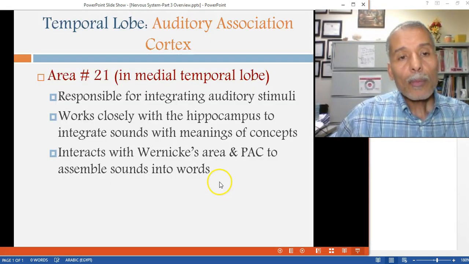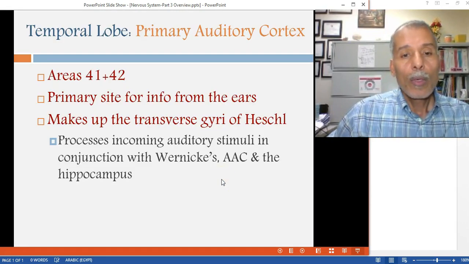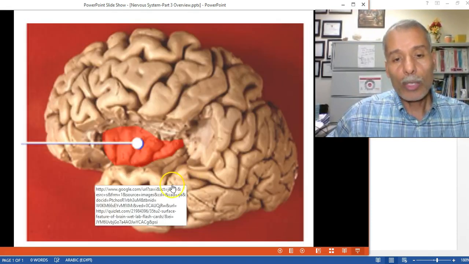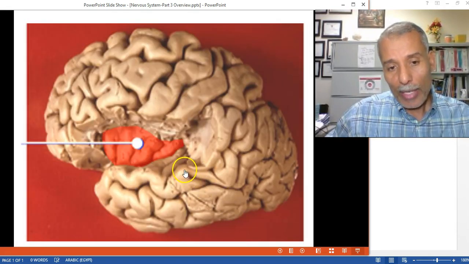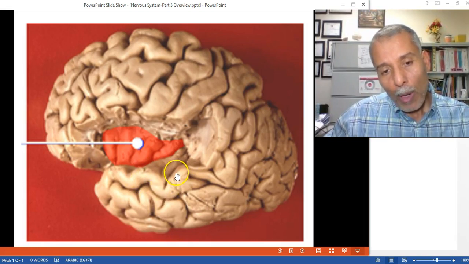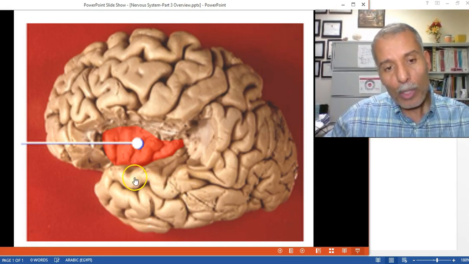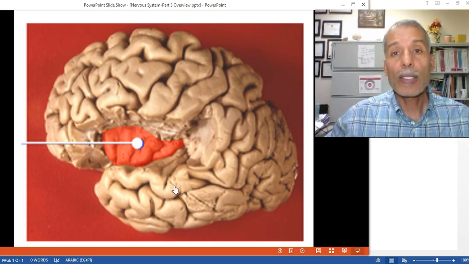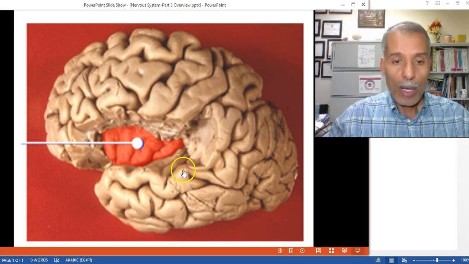So when we say it works with Broca's area, Wernicke's. Wernicke's area is in the, see, this is the superior temporal gyrus. This is the medial superior temporal gyrus. And this is the posterior segment of the superior temporal gyrus. Be sure to know these descriptions precisely, because anatomy is all about precision.